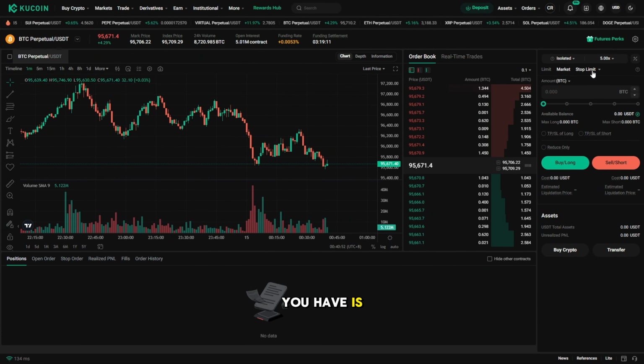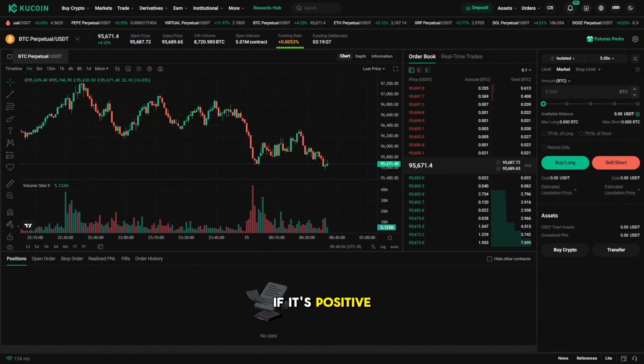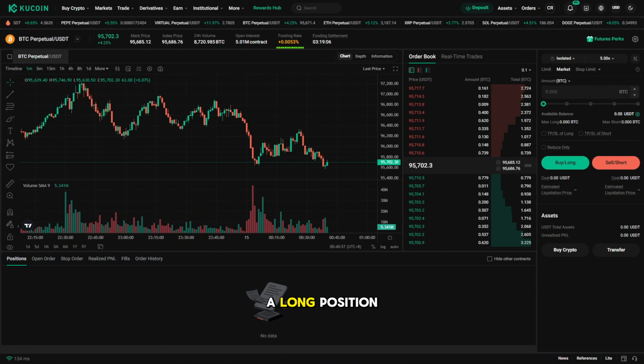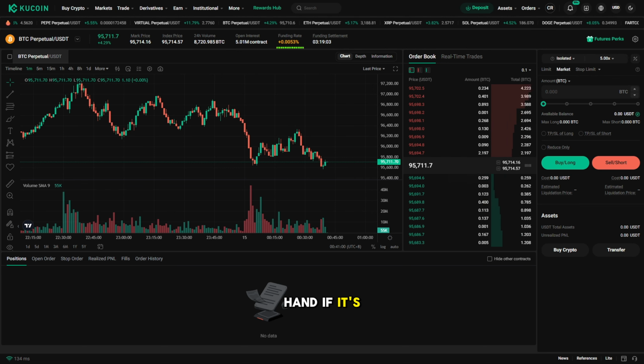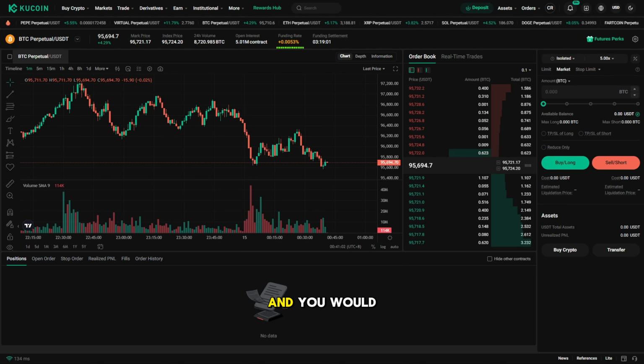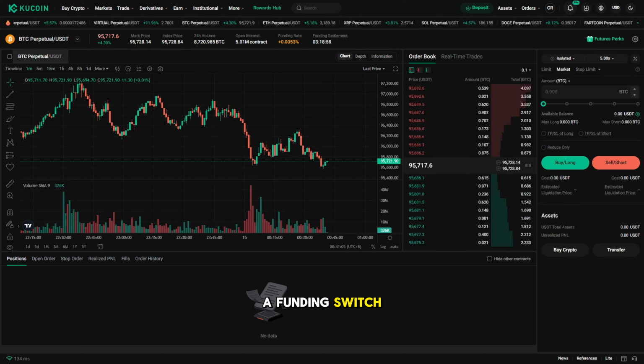Also, another fee that you have is the so-called funding fee right here, which you can always see right here. This can be positive or negative. If it's positive, you would have to pay it when you're using a long position, and you would actually get it credited if you have a short position. On the other hand, if it's a negative value right here, then you would have to pay it as a short position and you would be credited that amount if you're using a long position. So it's just a funding switch depending on how many people are currently going long and short.